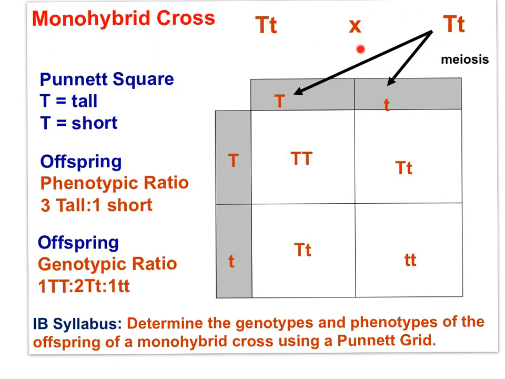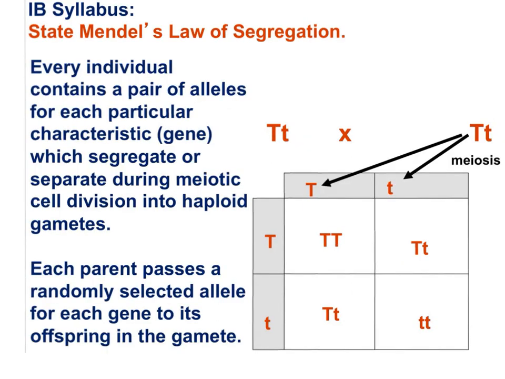Here is the monohybrid cross using a Punnett grid. Can you write the phenotypic ratio and the genotypic ratio that results from this cross? Punnett squares display Mendel's law of segregation. The segregation of alleles during meiosis creates genetically different gametes. Then during sex, gametes fertilize to produce the diploid offspring. Mendel's law of segregation is that every individual contains a pair of alleles for each particular characteristic, which segregate or separate during meiotic cell division into haploid gametes.